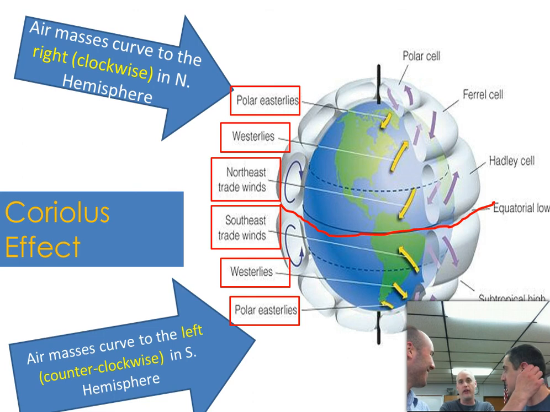So that's kind of how this whole thing breaks down. Again, we talked about 6 wind patterns here, caused by the spinning of the Earth. It's called the Coriolis effect. 1, 2, 3, 4, 5, 6. One more than I have fingers.